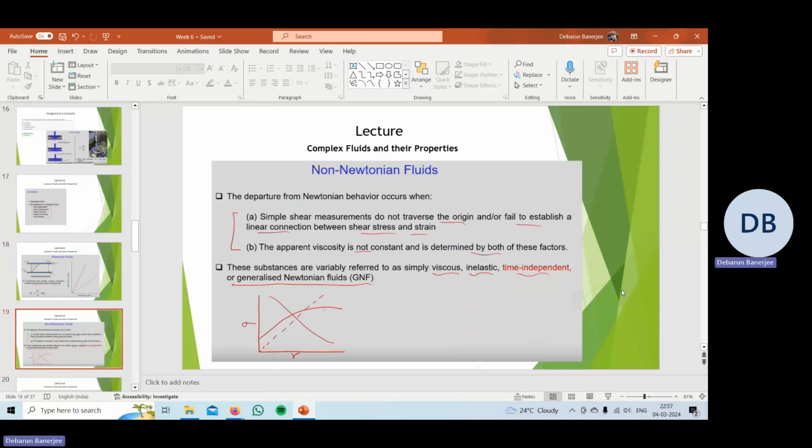In a non-Newtonian fluid there is a departure from Newtonian behavior. This occurs when the simple shear measurements do not traverse the origin and fail to establish a linear connection between shear stress and strain. The apparent viscosity is not constant and is determined by both of these factors. These substances are variably referred to as simply viscous, inelastic, time independent, or generalized Newtonian fluids.